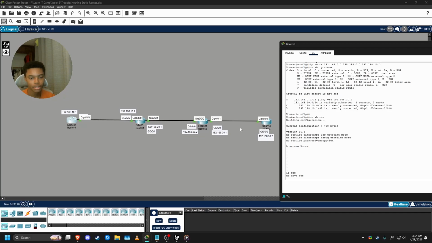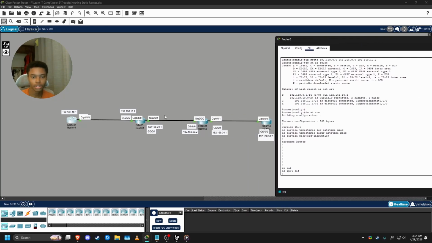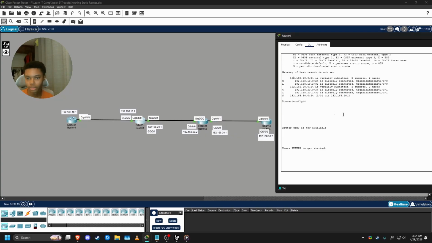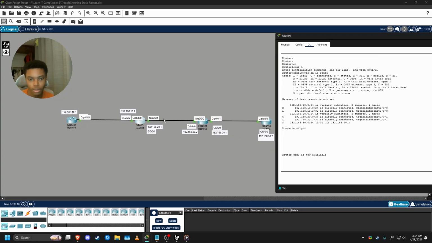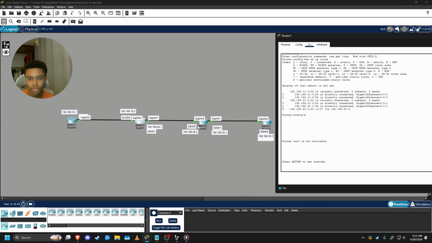A case where it doesn't make sense to implement route summarization is on router 1 and router 2 because both of them are connected to two of the three subnetworks on the network. So you would only need to configure one static route on each of them. So on router 1, for example, if I pull it up here, it's directly connected to the .20 network over here and the .10 network over here. So you'd only need to implement a static route to the .30 network, which I have here via the .20.2 G000 interface on router 2.